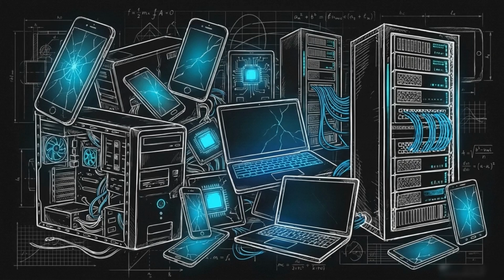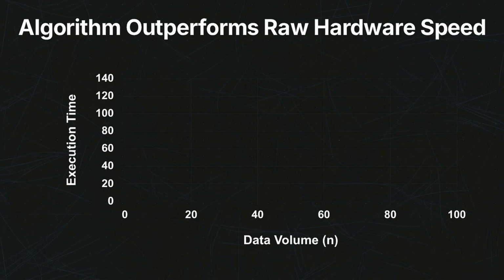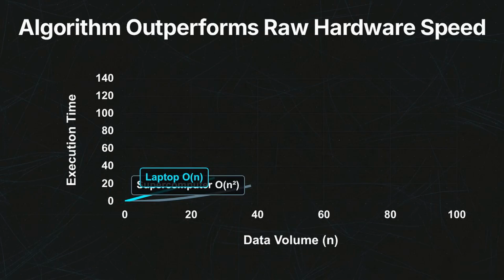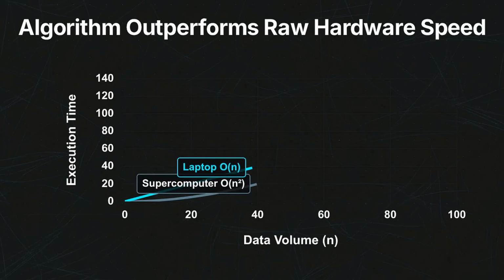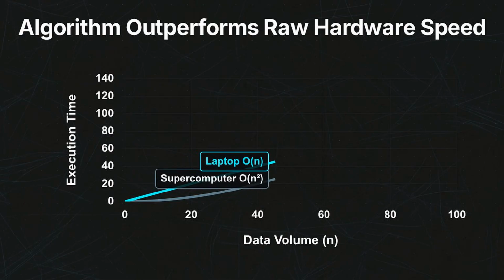Standardizing physical execution speed across millions of different devices is physically impossible. This split screen compares two distinct computing environments: a modern supercomputer crunching 1 billion operations per second on the left, and a consumer laptop struggling through 100 million operations per second on the right. We will assign a highly inefficient quadratic algorithm, T of n equals n squared, to the supercomputer. Then we give a highly efficient linear algorithm, T of n equals n, to the slow laptop.